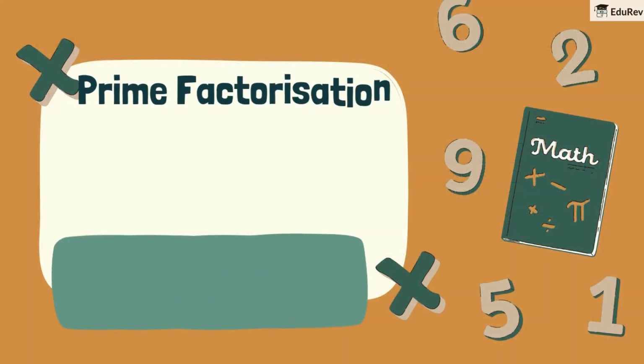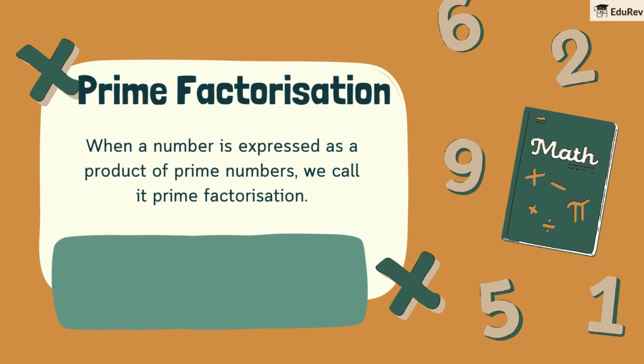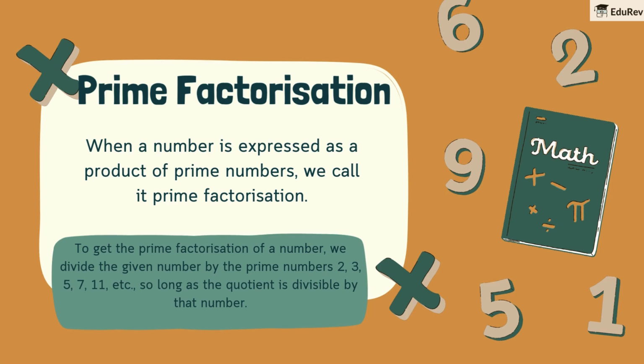Now, let's discuss prime factorization. When a number is expressed as a product of prime numbers, we call it prime factorization. To get the prime factorization of a number, we divide the given number by the prime numbers 2, 3, 5, 7, 11, etc., so long as the quotient is divisible by that number. For example, the prime factorization of 45 is 3 times 3 times 5.